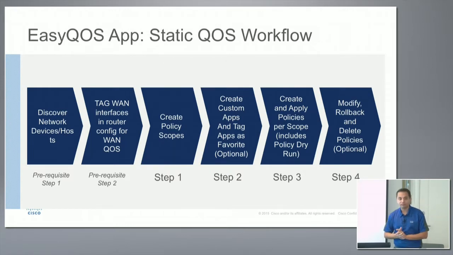So here's a question. Prerequisite step 2. You've got up there, tag your WAN interfaces, your WAN QoS, and so on, right? The rest of it seems very straightforward, and somewhat easy, right?